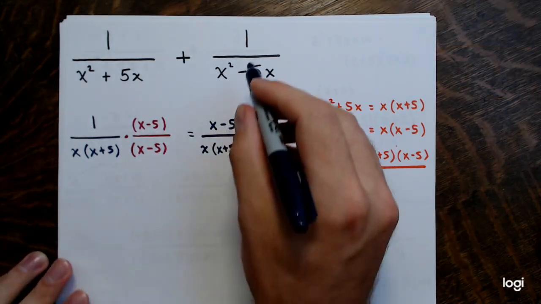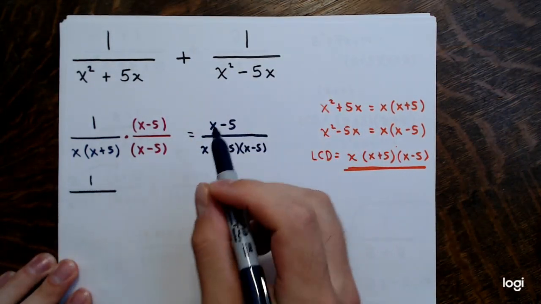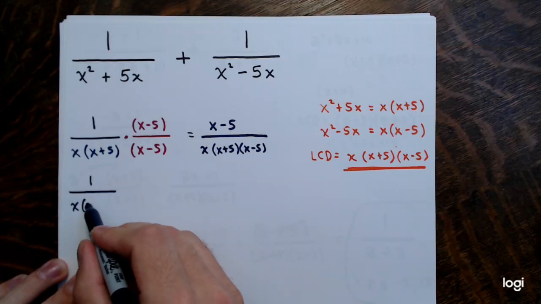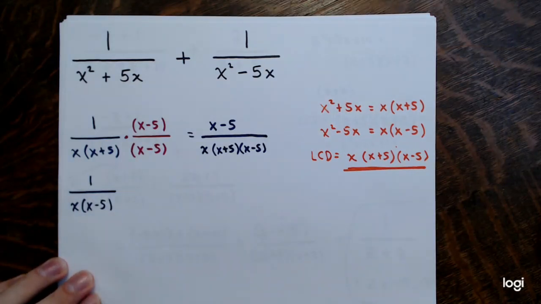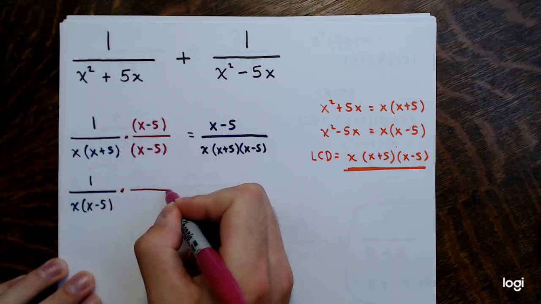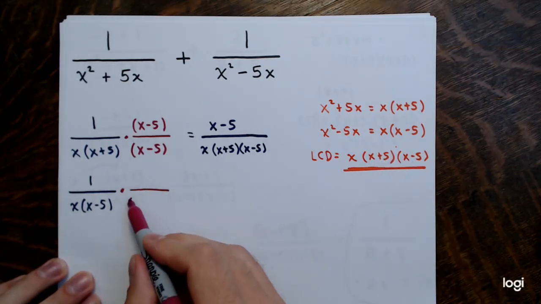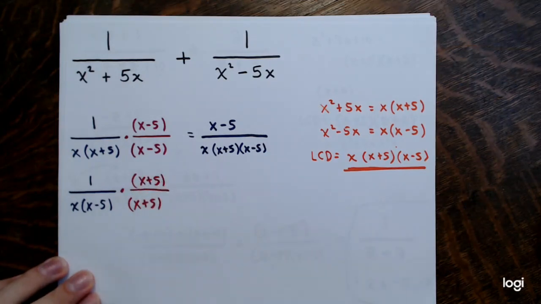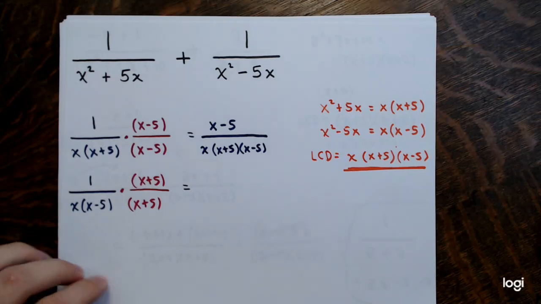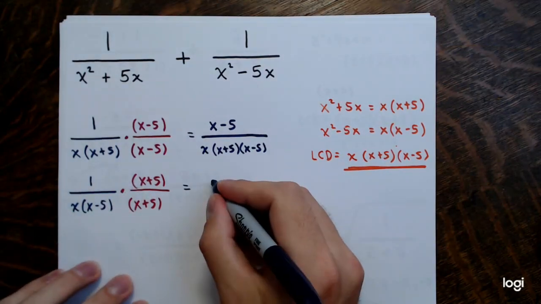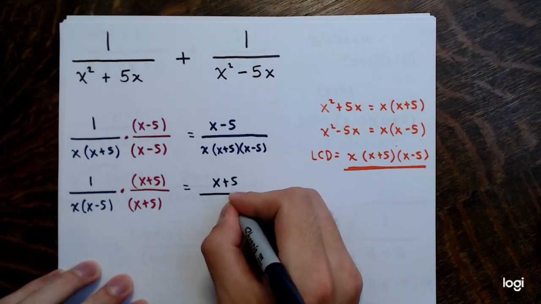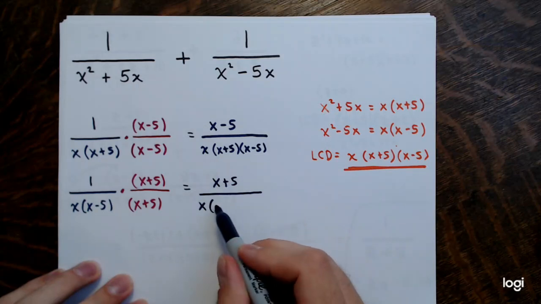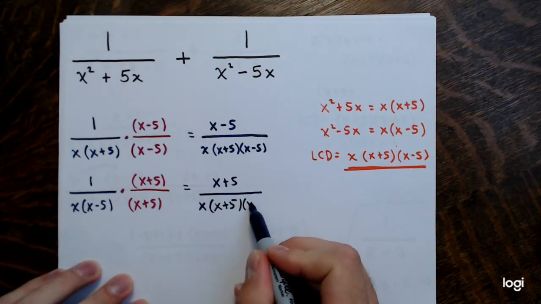Great. The other fraction, 1 over, and again I'm going to write my denominators in factored form, x times x minus 5. And multiply the numerator and denominator of this by the same thing, and what's missing is the x plus 5, that factor, the quantity x plus 5. And I do the same to the numerator. Alright, so same problem here, multiply by 1, you just get x plus 5 in the numerator, over the LCD, x times, and I'm just rearranging so I write it in the same order, x times x plus 5 times x minus 5.